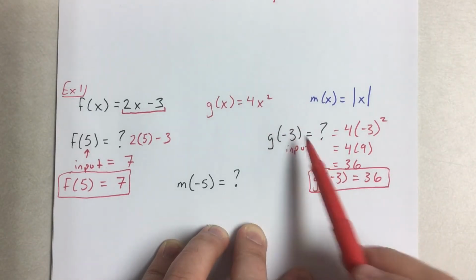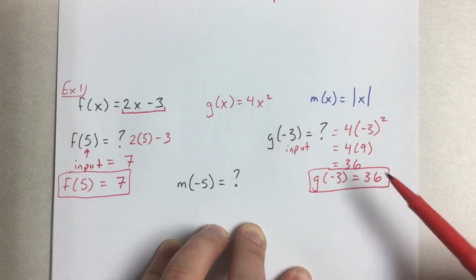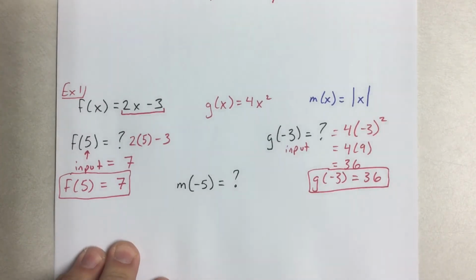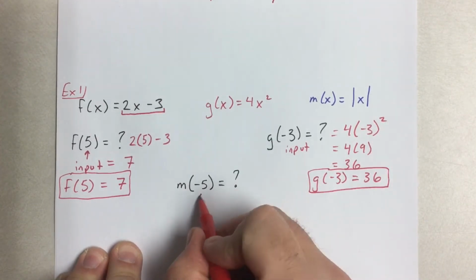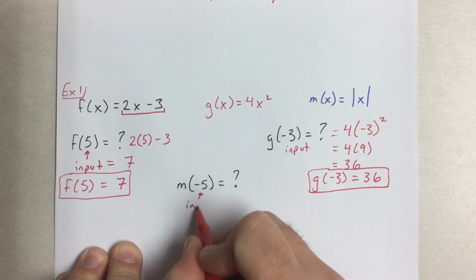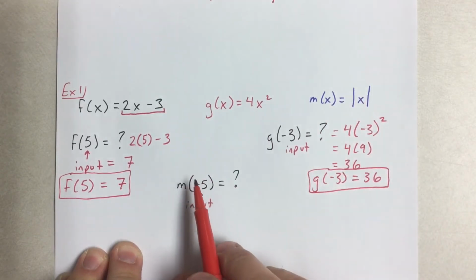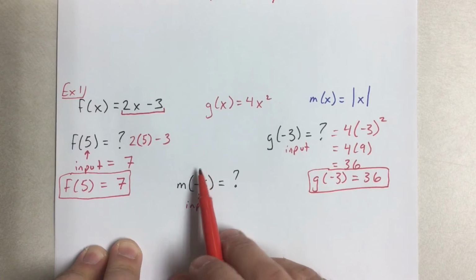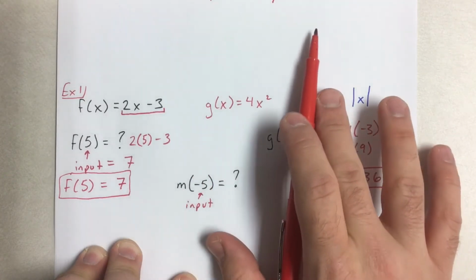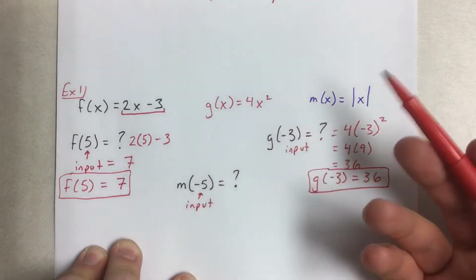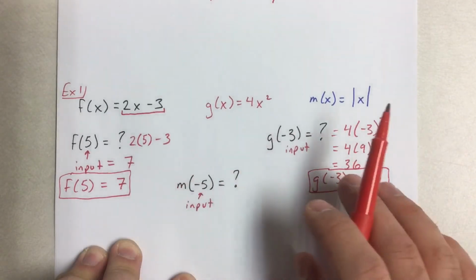So the function manipulates the number and it provides us with the result. So let's look at the last one. So m of negative 5. So here, negative 5 is our input. We are putting negative 5 into the function. A common mistake people make is that they put negative 5 on the left side and they try to solve for x. That's a very common mistake that I see.